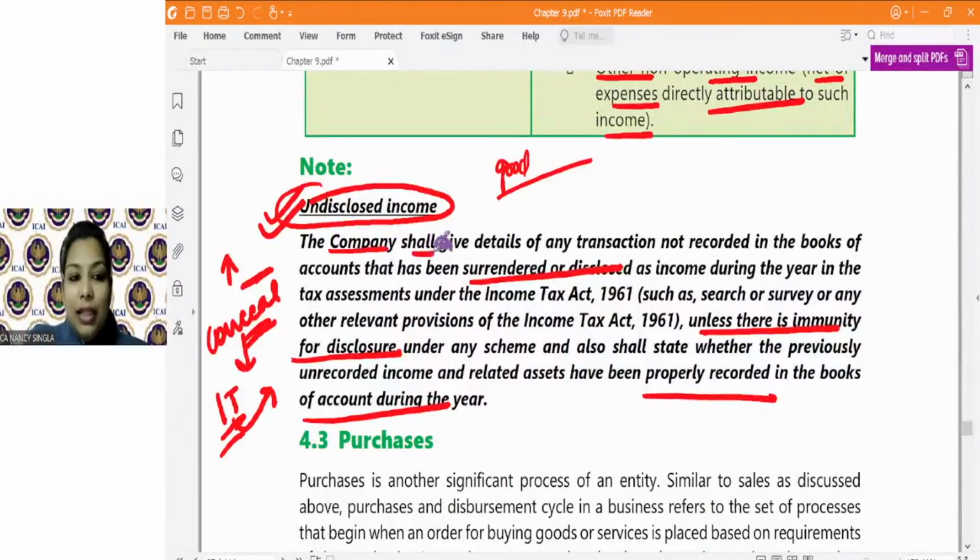द कंपनी शैल, देखो शैल तो मैंडेटरी हो जाता है ना, गिव डिटेल्स ऑफ एनी ट्रांजैक्शन नॉट रिकॉर्डेड इन द बुक्स ऑफ अकाउंट्स, जो पहले आपने रिकॉर्ड नहीं किया था, that has been surrendered or disclosed as income during the income tax assessments under the Income Tax Act 1961 जैसे search, survey or the other relevant provisions of Income Tax Act, unless there is immunity for disclosure under any scheme, है ना.